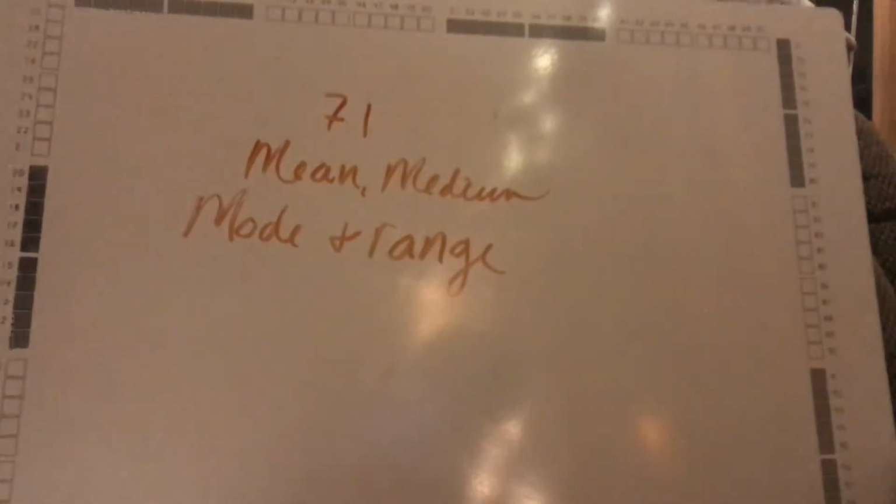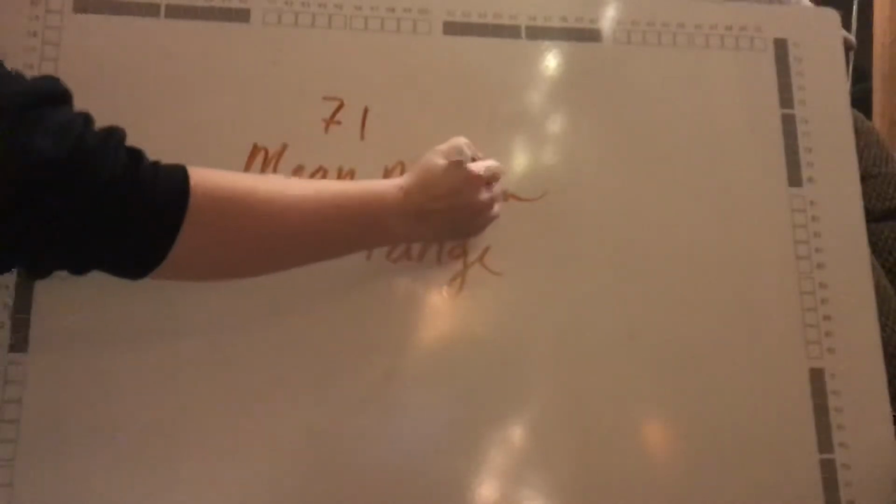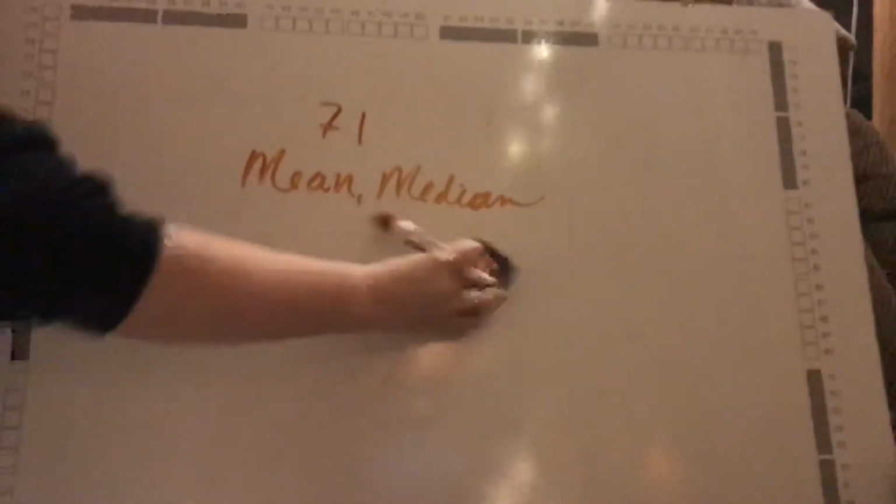So we're entering into chapter 7. And in chapter 7, we'll be talking about mean, median, mode, and range. So let's define what those words mean, and then we'll get started on how we find them.